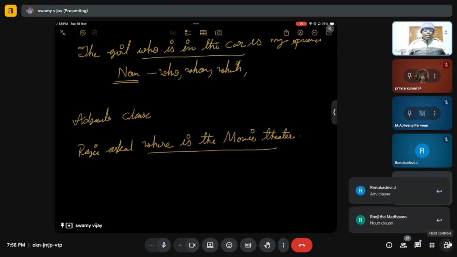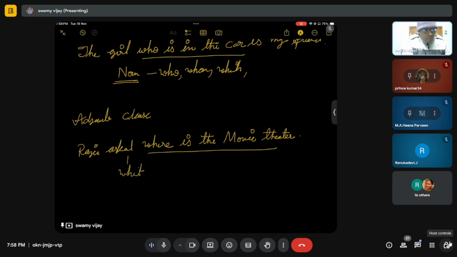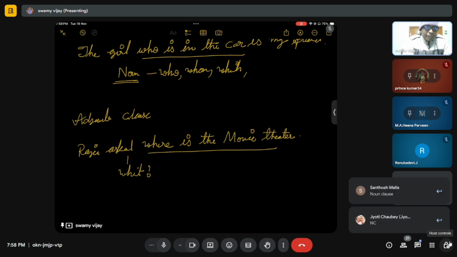What is it? Is it an adverb clause? No, don't get confused. You just check properly. Raju asked what? Raju asked, where is the movie theater? So it is a noun clause. There is no doubt about it. It is a noun clause.